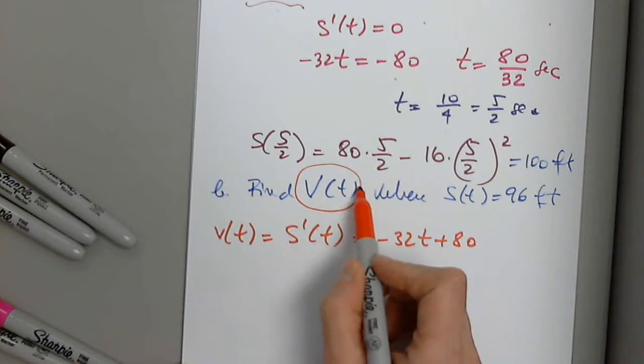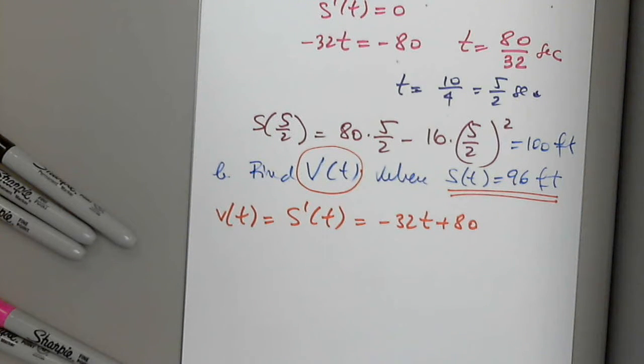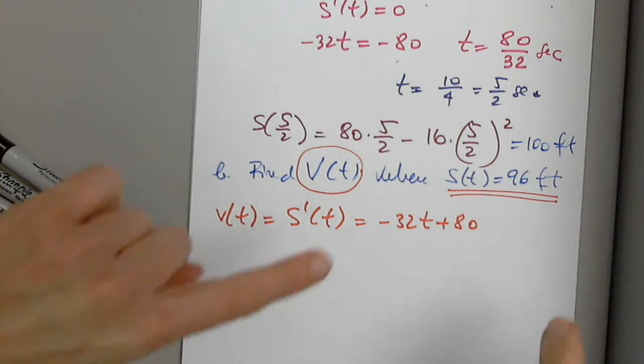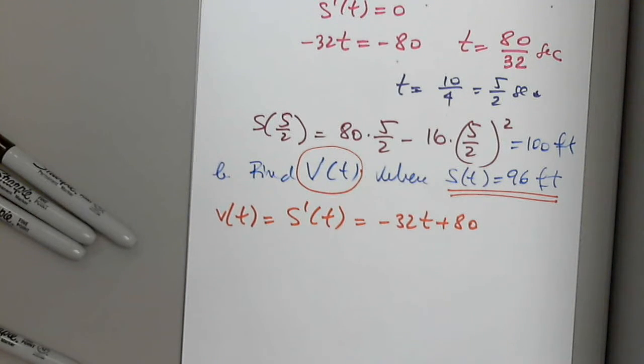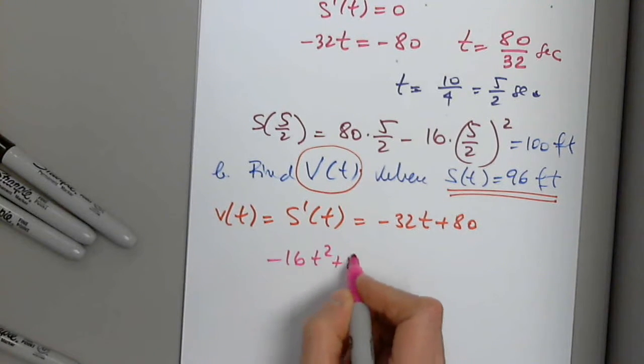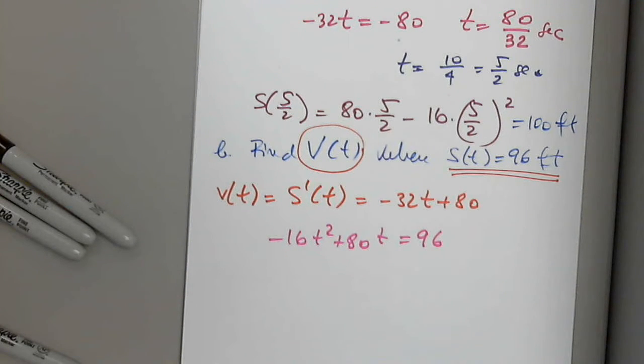So we are asked to find this when this happens. Well, what am I missing? I'm missing the time. Very good. So then I have to solve this equation for the time. So the function was negative 16t squared plus 80t equals 96. So we're asked to find the velocity at the moment where the ball is crossing the altitude of 96.